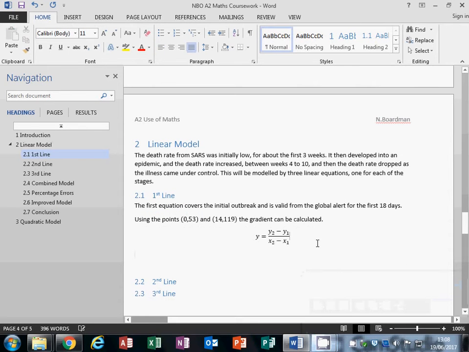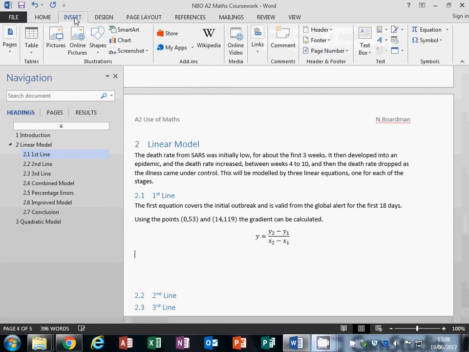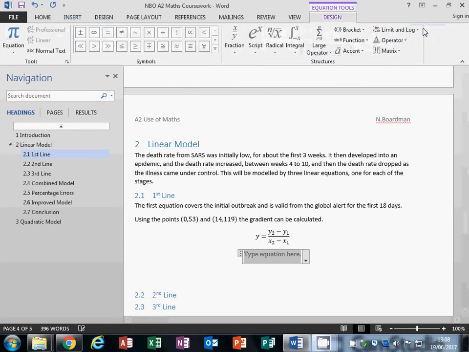It's good practice to keep all of your equations going down the centre. So for your next bit, you're going to again insert an equation which will be automatically centred, and this time we can substitute the numbers into our equation. We're going to need a fraction again.